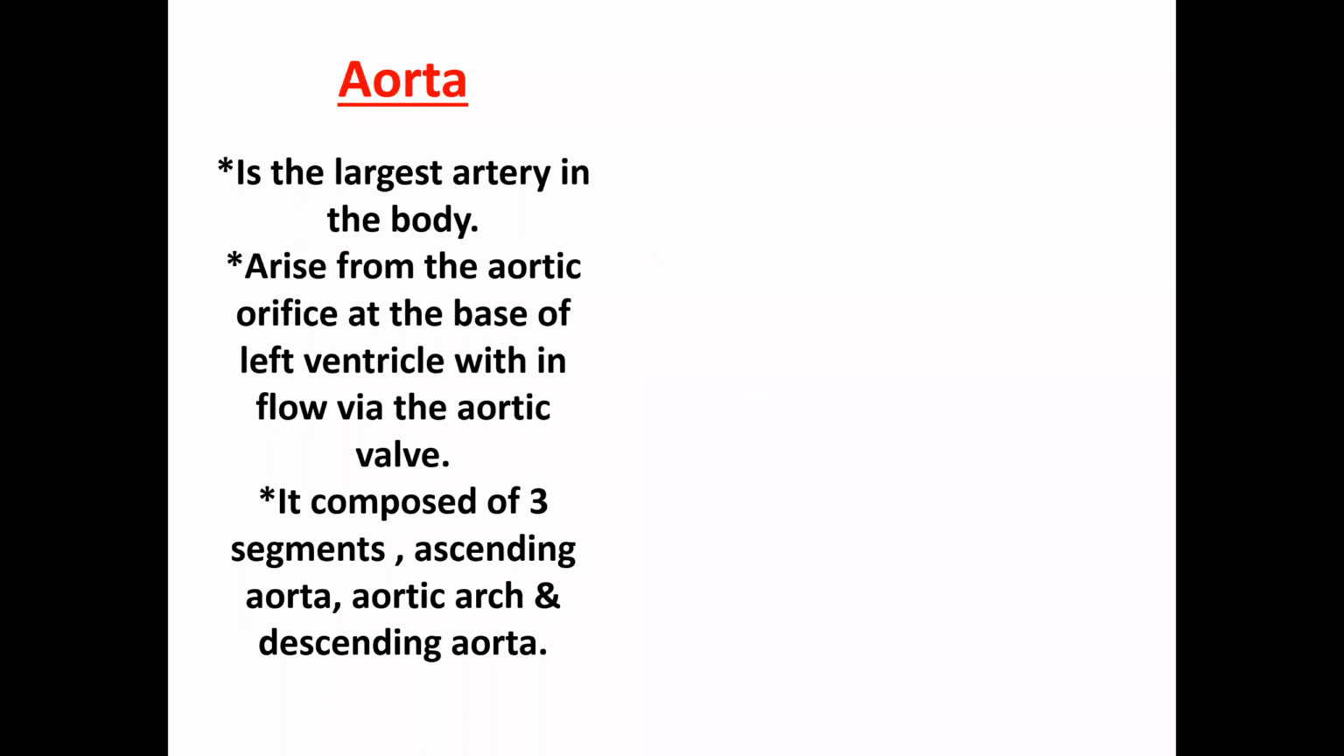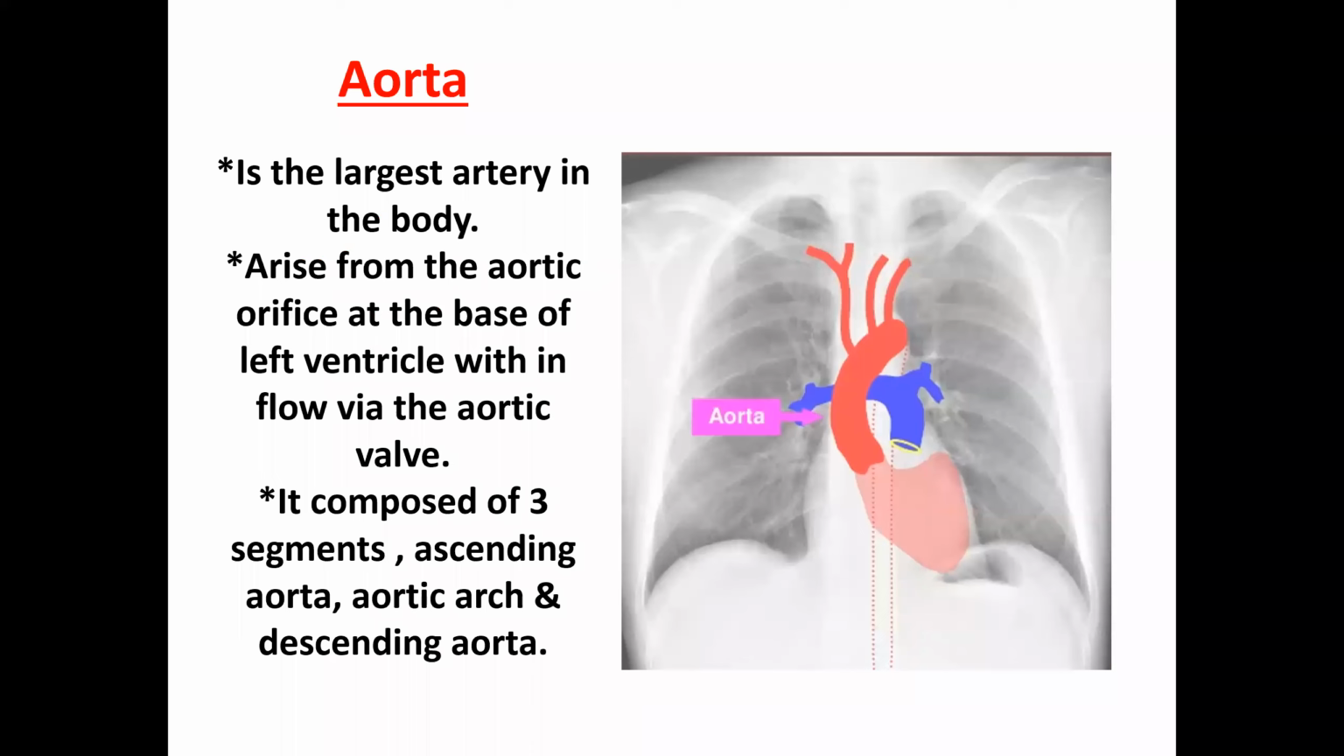Great vessels of the chest. Aorta is the largest artery in the body, arises from the aortic orifice at the base of the left ventricle with inflow via the aortic valve. It is composed of three segments: ascending aorta, aortic arch, and descending aorta.